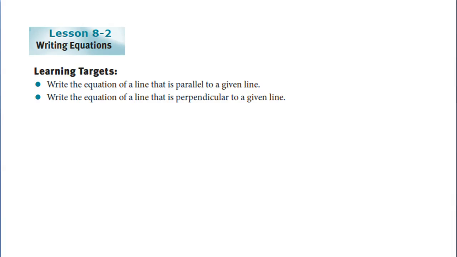This video is for Lesson 8-2, Writing Equations. Learning goals are to write the equation of a line that is parallel to a given line and to be able to write the equation of a line that's perpendicular to a given line.